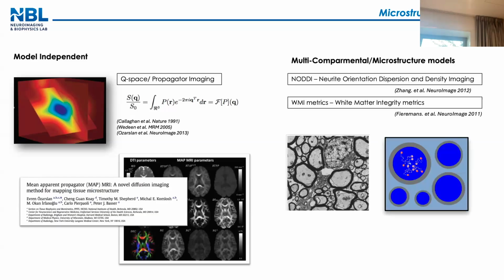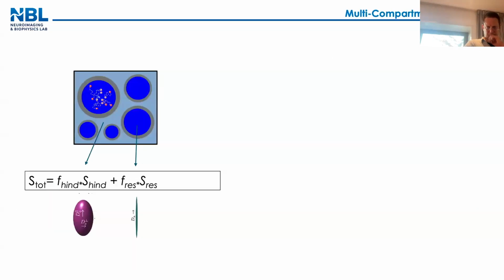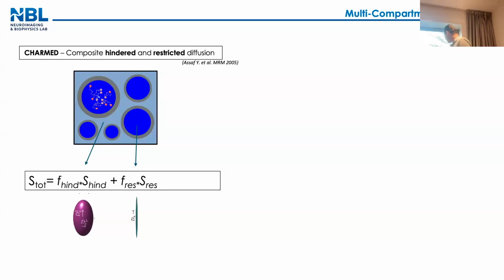What has been much more successful are methods like NODDI, white matter integrity, etc., where effectively what they do is literally define a signal for each compartment and try to fit the different compartments. Now, I'm not going to present all these different models. I'm just going to use this slide here as an example, because we can actually put it together into a single model.